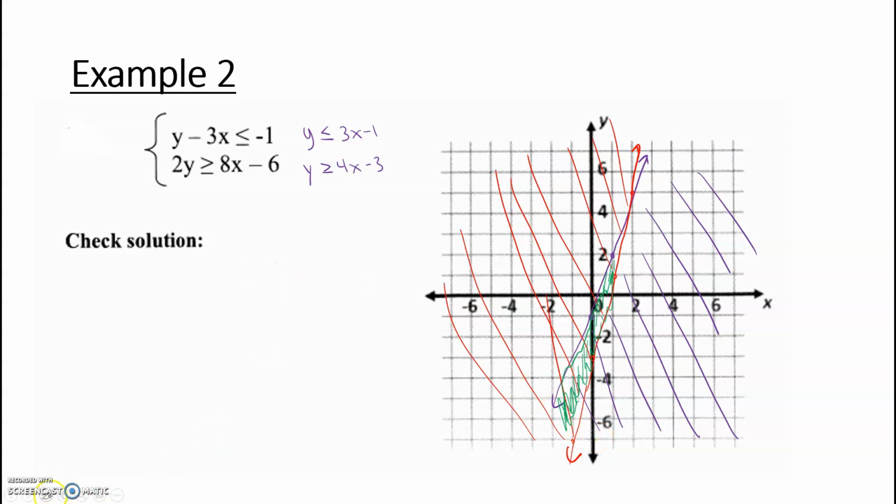So let's pick a point and check our solution. So I'm going to pick the point 0, negative 2. So 0, negative 2 is definitely in my green there. Again, you get to pick a point. Pick a point somewhere in your solution set and plug it in.